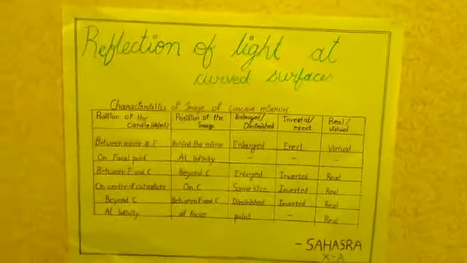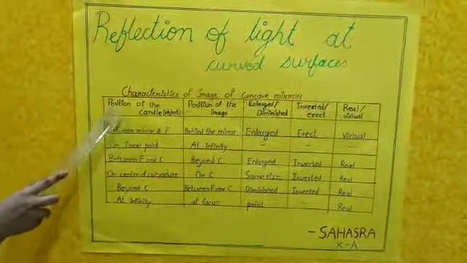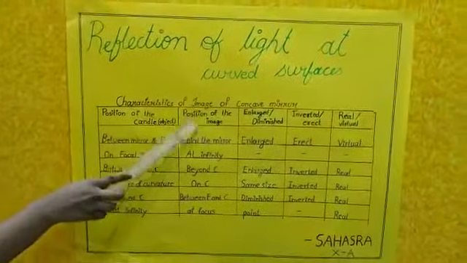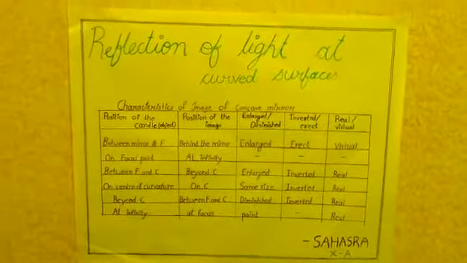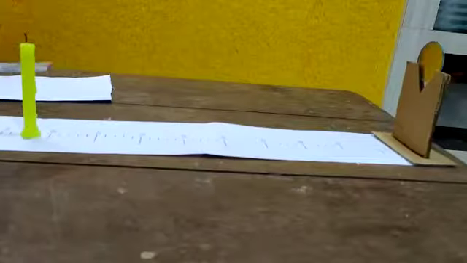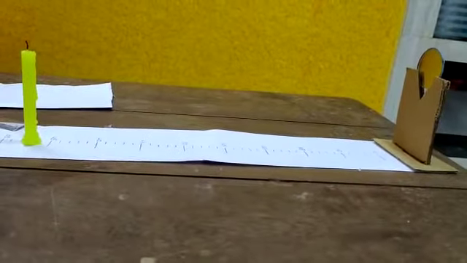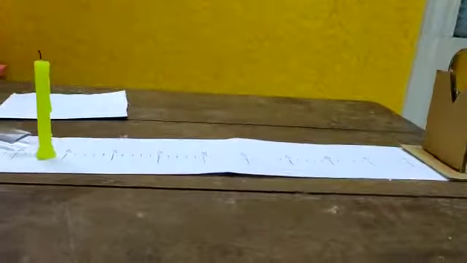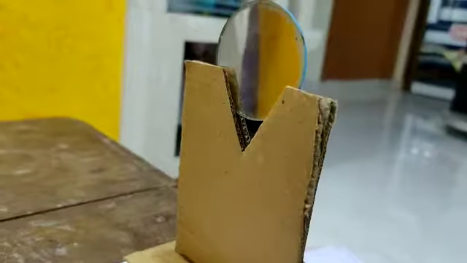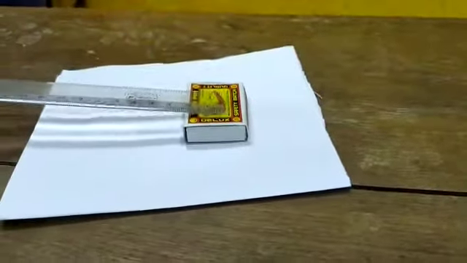As you all can see here, these are the positions of the object and these are the positions of the image, and these are all the characteristics of the image. Now let's get into the experiment. To do this experiment, we need materials like a candle, concave mirror and V-stand, a ruler to measure the centimeters, a paper as a screen, and a matchstick.